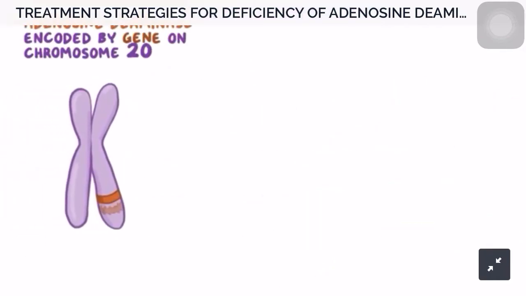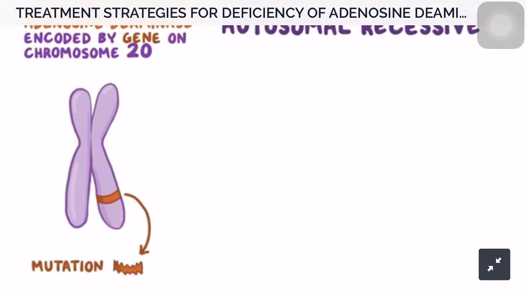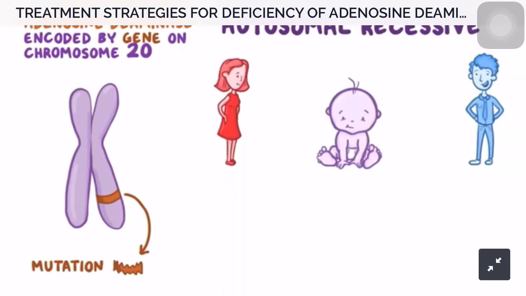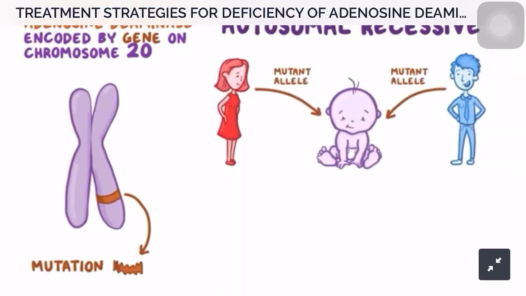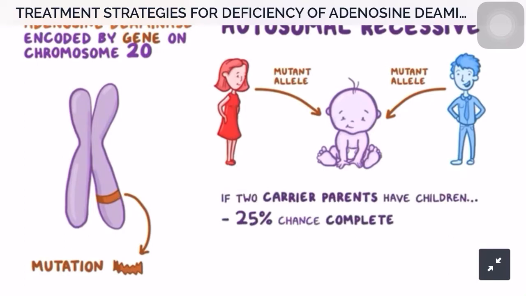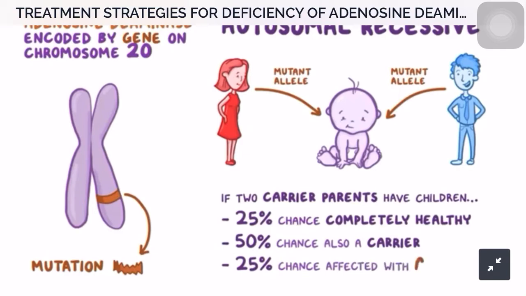Adenosine deaminase is encoded by a gene on chromosome 20, and typically mutations are inherited through an autosomal recessive pattern, meaning that the disease occurs when a child receives a mutant allele from both parents. Statistically, if 2 carrier parents were to have children, they'd have roughly a 25% chance to have a completely healthy child with 2 healthy gene copies, a 50% chance to have a child that's also a carrier of 1 defective copy and 1 healthy copy, and a 25% chance to have an affected child with ADA SCID.